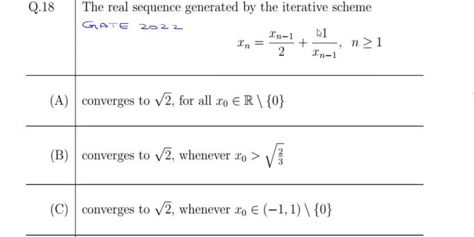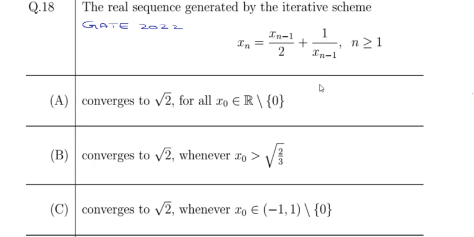So the next question. The real sequence generated by the iterative scheme x_n equals x_{n minus 1} by 2 plus 1 by x_{n minus 1}, n greater than or equal to 1. So this is the given sequence. We have to see to which value this sequence converges.